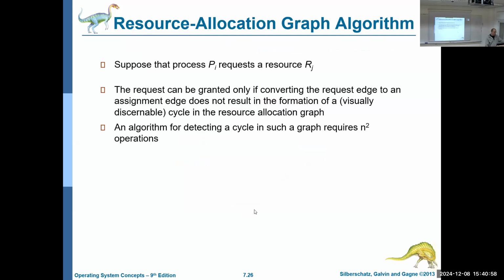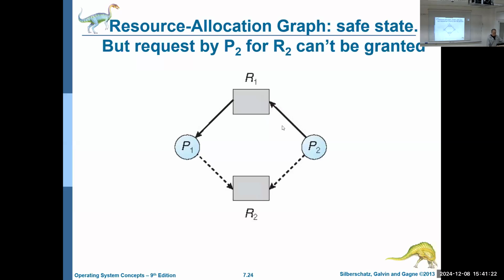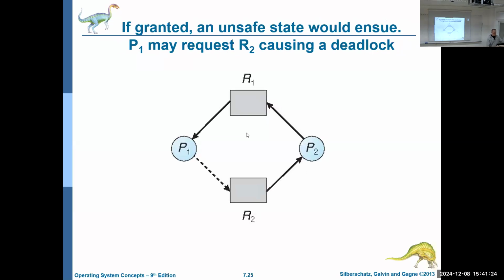Okay, that's what I think of. Resource allocation. Suppose that process Pi requests resource Rj. The request can be granted only if converting the request edge to an assignment edge does not result in the formation of a cycle in the resource allocation graph. In other words, here there's no circle, so it's safe. Here, there is a circle, so it's unsafe, even though it's not a deadlock.